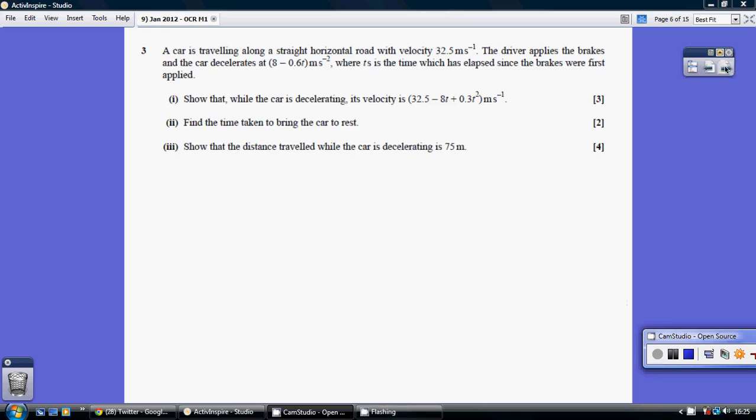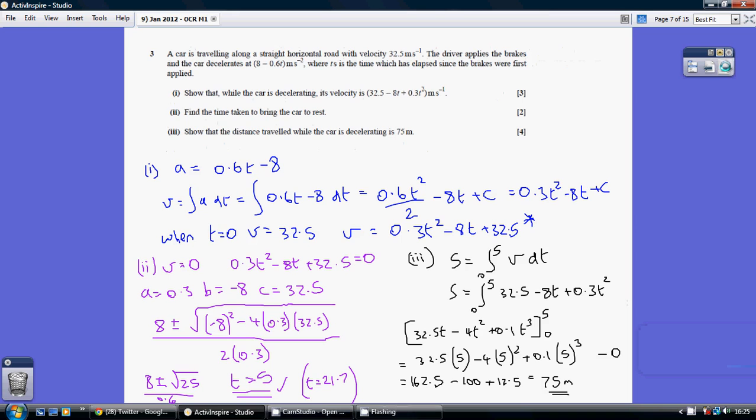Question 3. So we need to show that while the car is decelerating, its velocity is this. First things first, the deceleration is 8 minus 0.6t. So the acceleration is negative the deceleration, so we reverse the signs on this. So the acceleration is minus 8 plus 0.6t, or rearranged it is this.